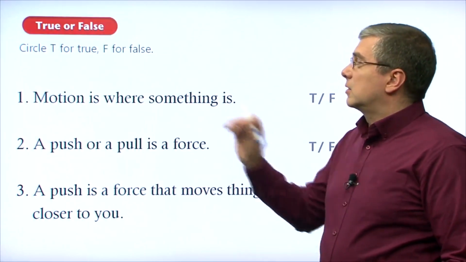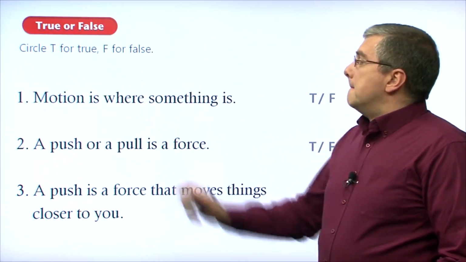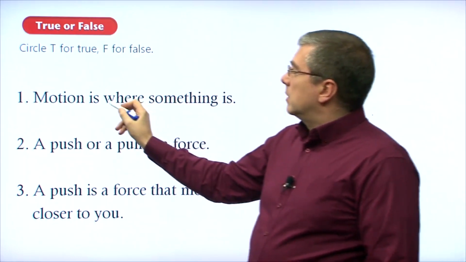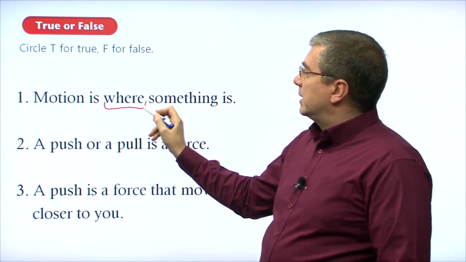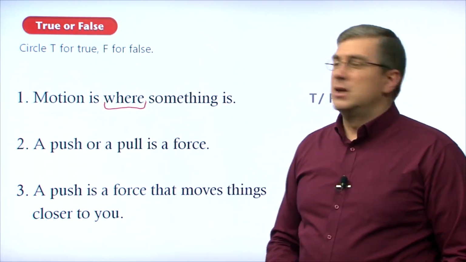Okay, let's go over our true-false questions. Number one, motion is where something is. So if something is in a place, right, it's where something is. That's motion, right? No, that's not right.